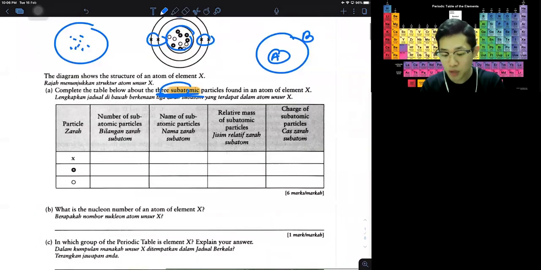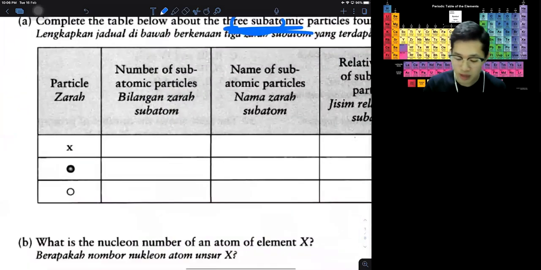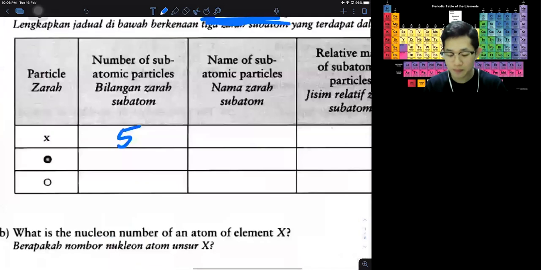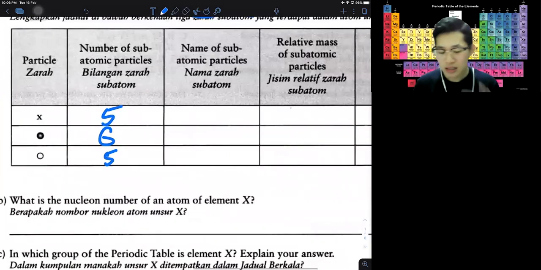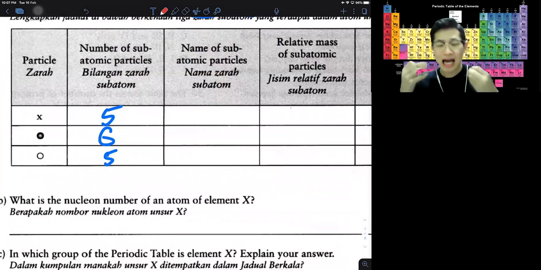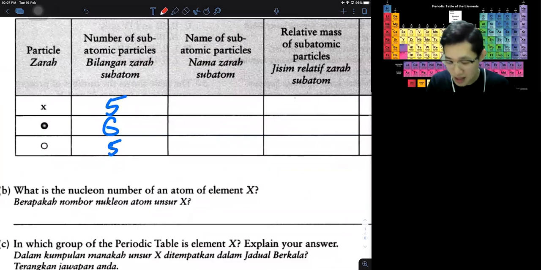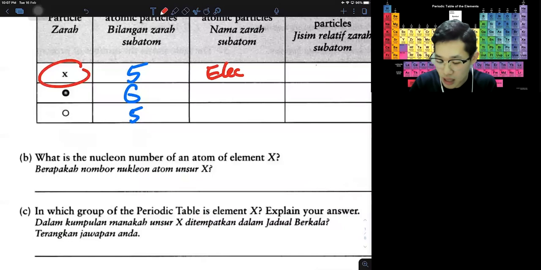So very easy. We just have to count the cross, the X, and the dot. So cross, we have 5. And then this black color dot, we got 1, 2, 3, 4, 5, 6. Let me know if my answer is wrong. 6, and then this circle is 5. Name of the particle. The cross, which is outside, will be called electron. So everybody can do this.